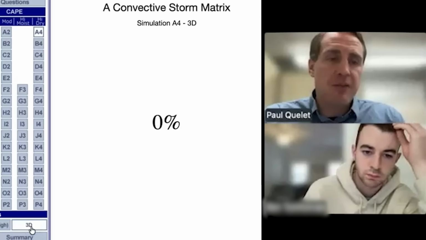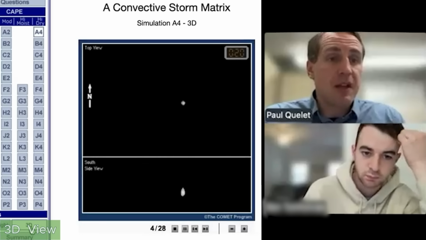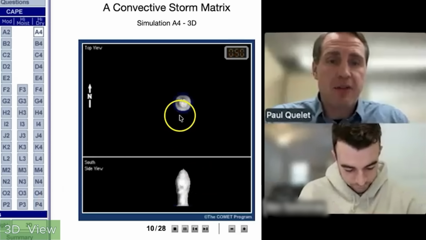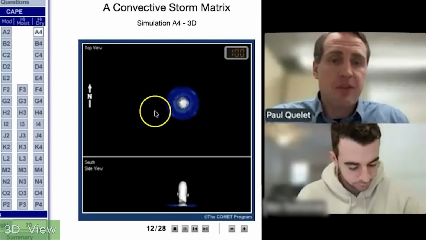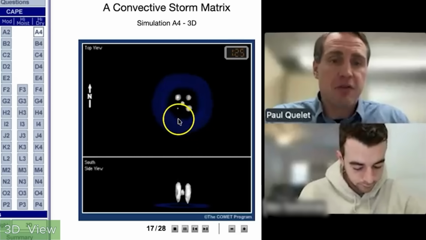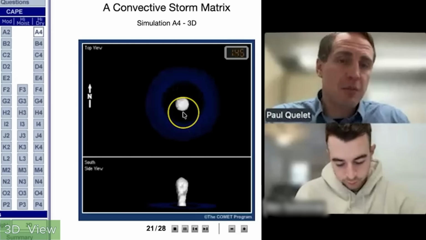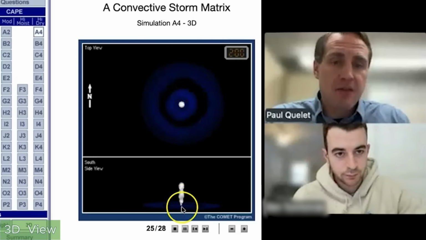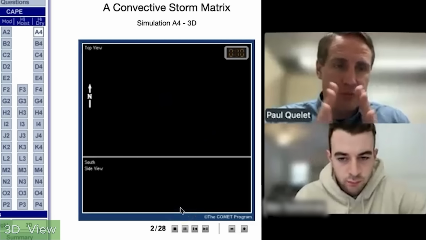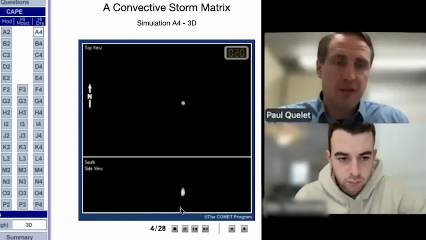Let's look at a 3D view. Again, it's going to be from the top and then from the side. What we have in this top view is that things look not super well organized. And then from the side, the convective tower is not that wide. It's actually very thin. Let's look at the environment.